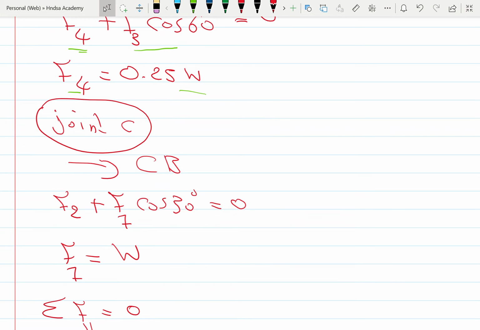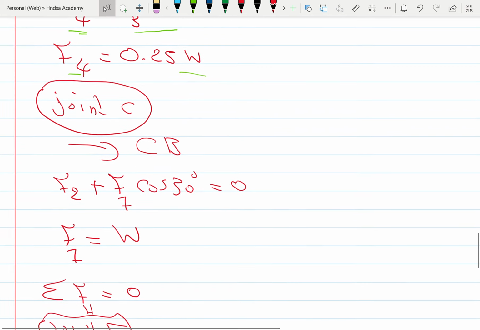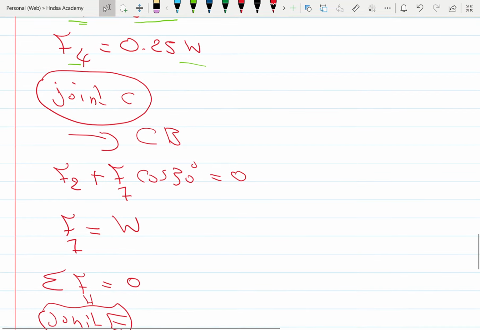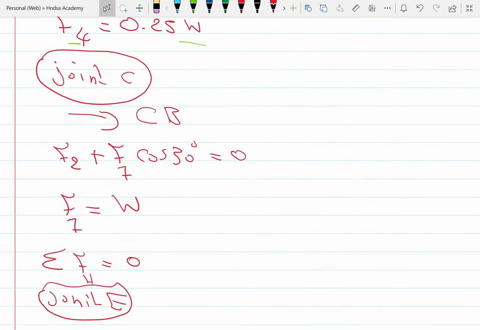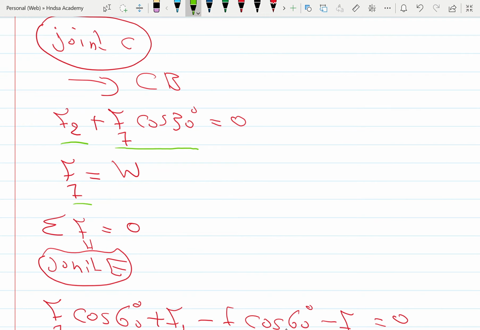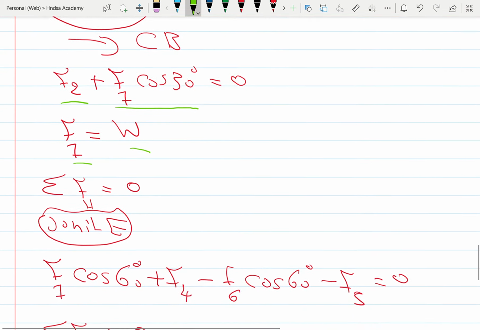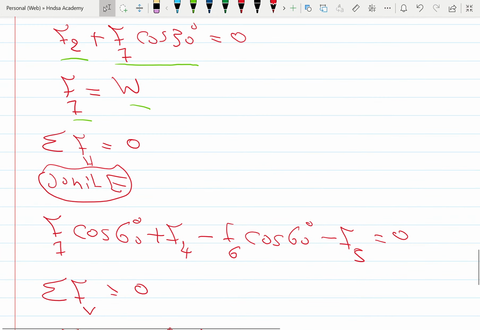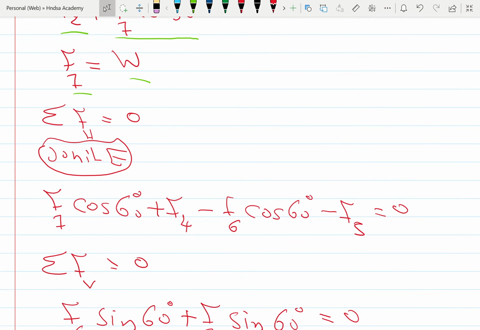Now we go back to joint C, because we know the members closer to joint C. So we need to know at least one. If we have 3, we need to know one to know the other 2. So we know already force 2 from joint B, and force 2 plus the horizontal component of force 7 will be equal to 0. They cancel each other. So that will give us force 7 equal W. So that means it was in tension, so the guess was right, it is in tension.